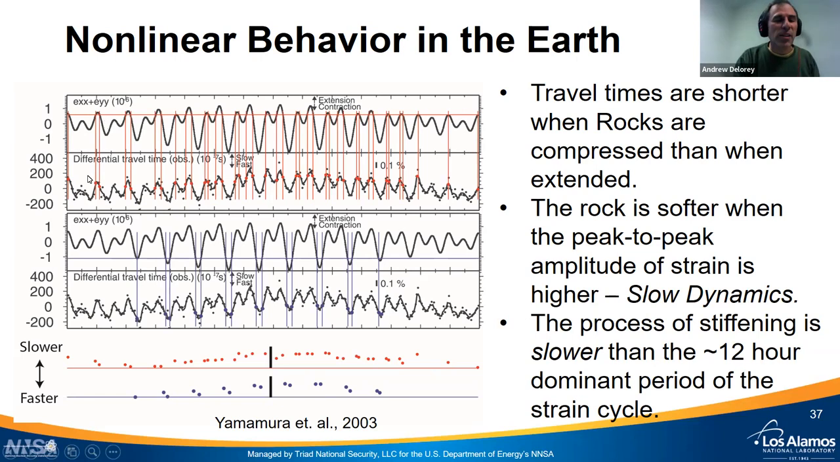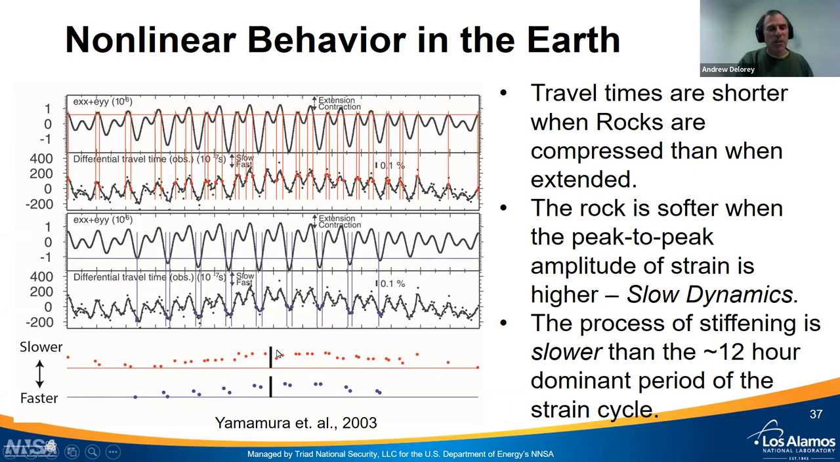So what I've done here on the left-hand side is I've taken a constant strain value in red, and then I've gone down here to look at what the travel times are at this constant strain value near the peak, so near the extension side of the cycle. Then I've marked those spots and copied them down here so we can see it better. And I've done the same thing on the compressional side of the cycle. So the strain value is the same, but the travel times are different.